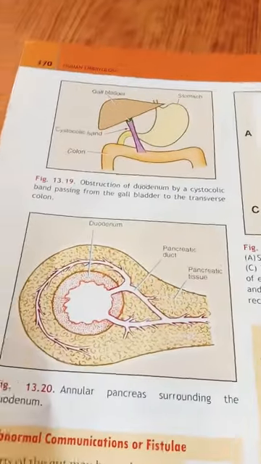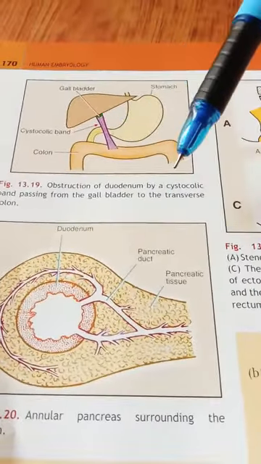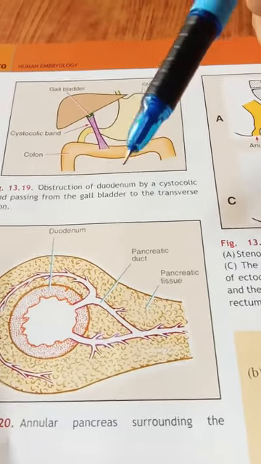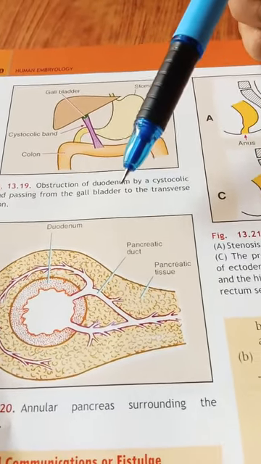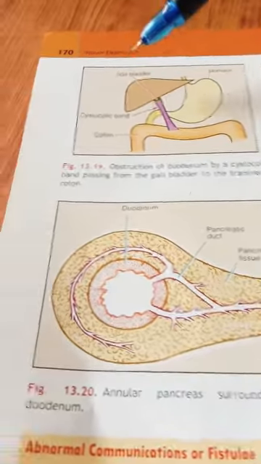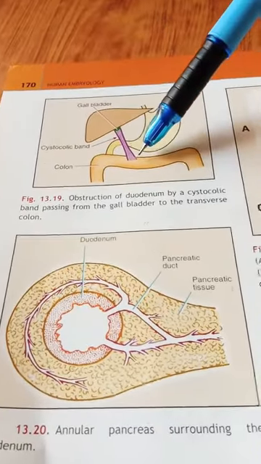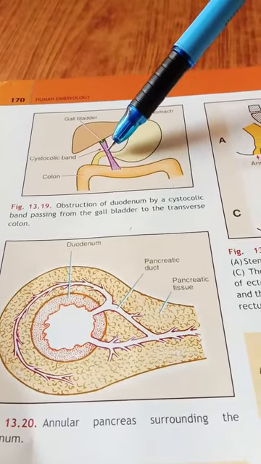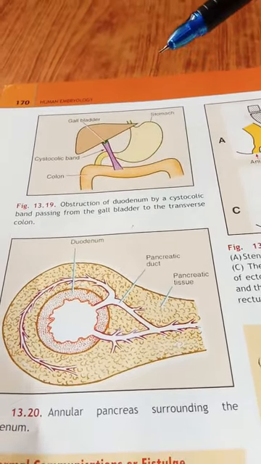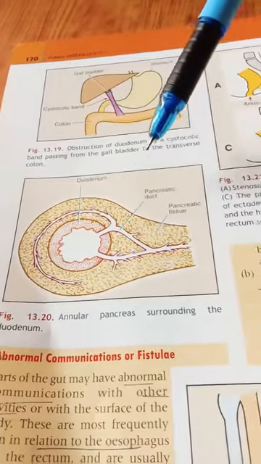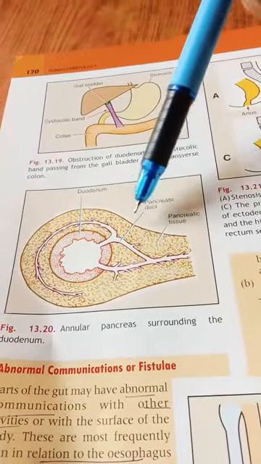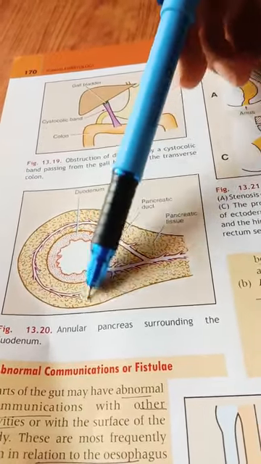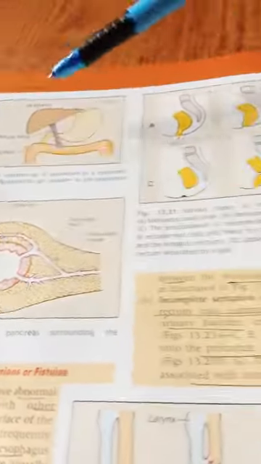Now we are going to move on to obstruction of duodenum by cystocolic band passing from the gallbladder to transverse colon. So you can see from the gallbladder to transverse colon there is a cystocolic band. So because of this, it is leading to obstruction in the duodenum. And next you can see annular pancreas surrounding the duodenum. So this is pancreatic duct, pancreatic tissue. This is the duodenum. So if it is like this, it is also an anomaly.